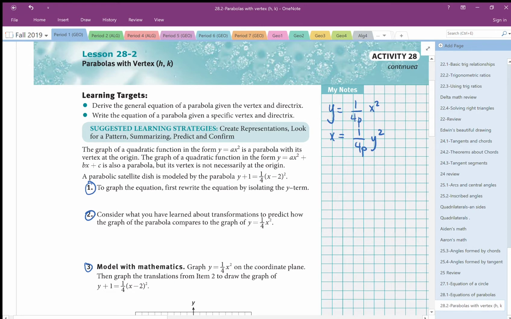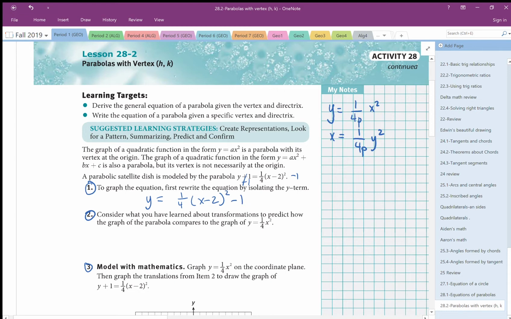Number one, to graph the equation, first rewrite the equation by isolating the y term. Remember, the word isolating just means getting it alone. All right, so to get y alone, the only thing I'd have to do is subtract 1. Keep in mind, you cannot subtract 1 with the 2 that's on the inside. You'd have to do it on the outside of the parentheses. Here I'd get y equals 1/4 times the quantity x minus 2 squared, minus 1.